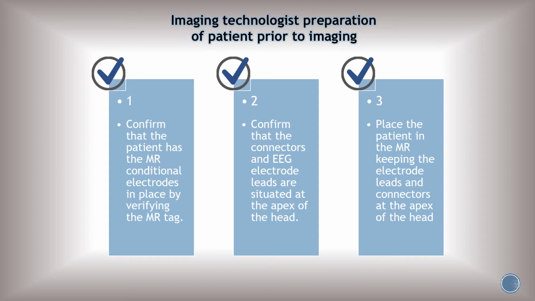On arrival of the patient to the imaging department, the technologist will need to first confirm that the patient has MR conditional electrodes in place by verifying the MR tag on the electrode set. Then verify that the connectors and leads are situated at the apex of the head. Last, ensure that the leads and connectors are at the apex of the head when the patient is placed in the MR.